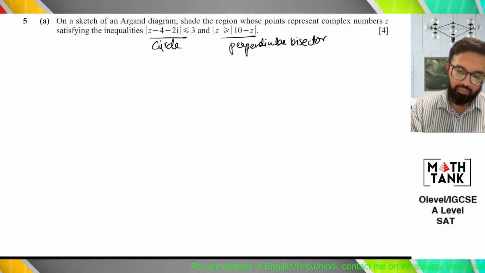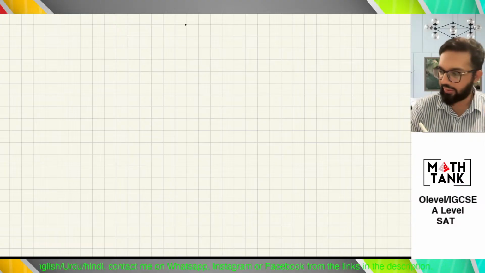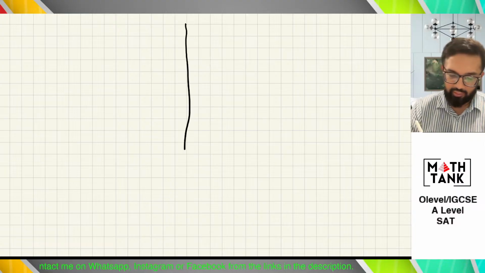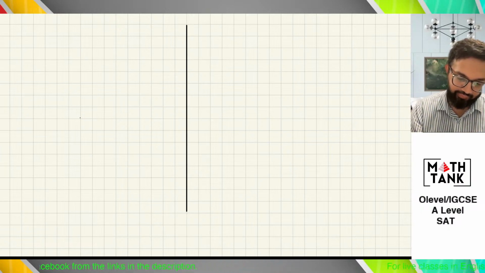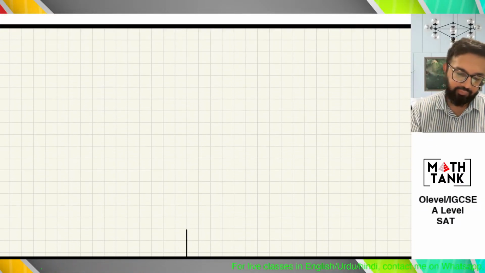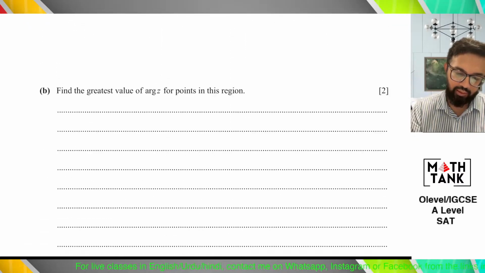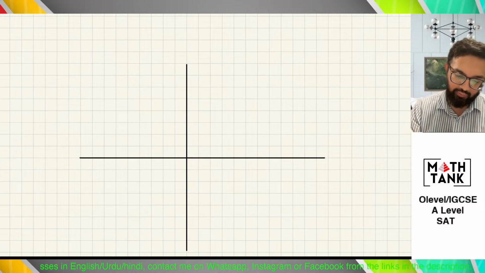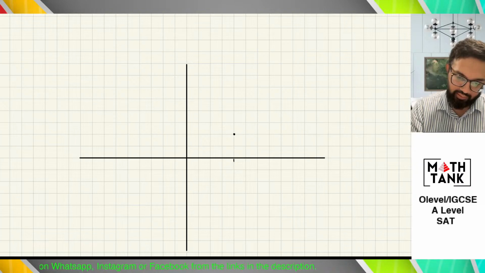So I'll open a grid sheet, and I'm going to do it on a grid because it's very time consuming to take a ruler on this. Okay. First 4 and 2, and the radius is 3. So 4 and 2 is the center of the circle and the radius is 3. So it will look like this.